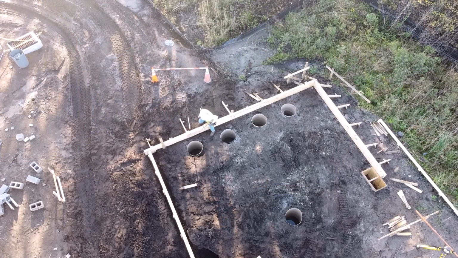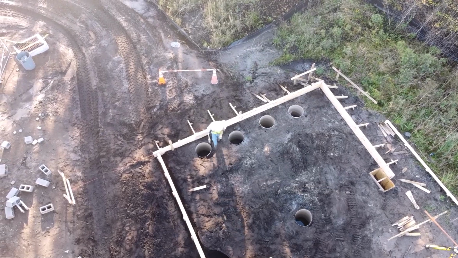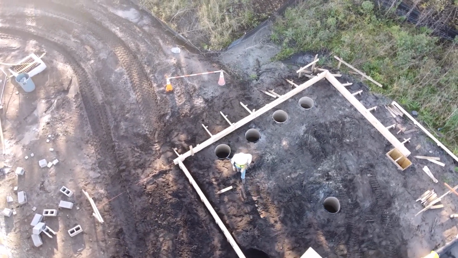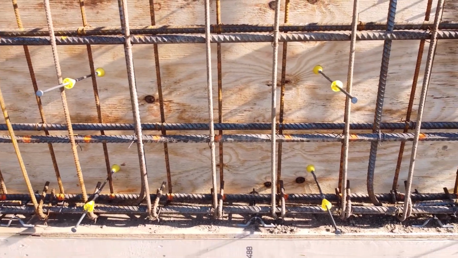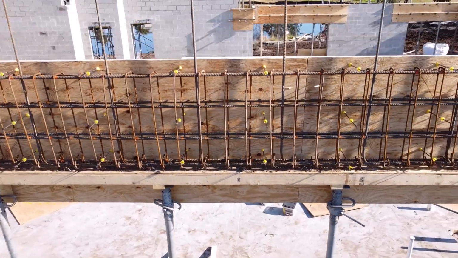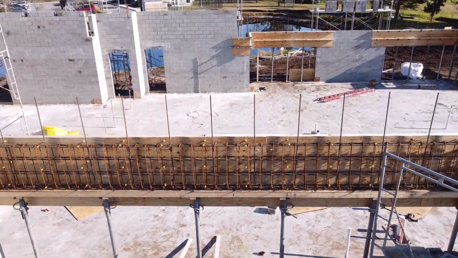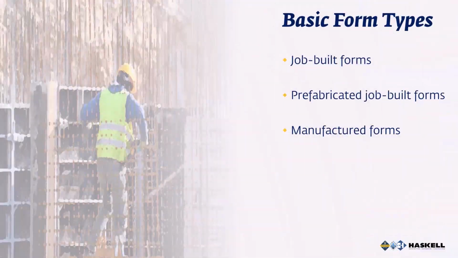A form is a temporary structure that supports the placed concrete and determines its shape while it sets, hardens, and becomes self-supporting. The term formwork refers to the form, all form liners, and all the supporting members with their hardware and bracing. Forms and forming systems are divided into 3 broad categories as follows.